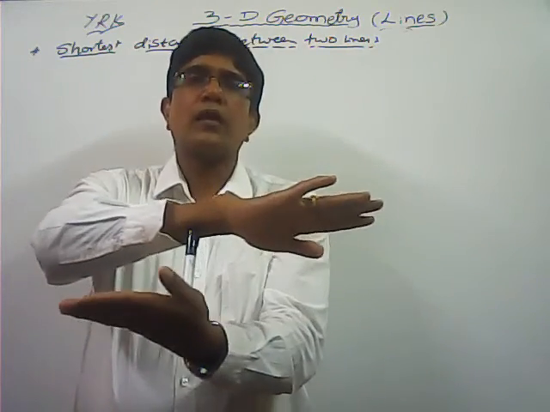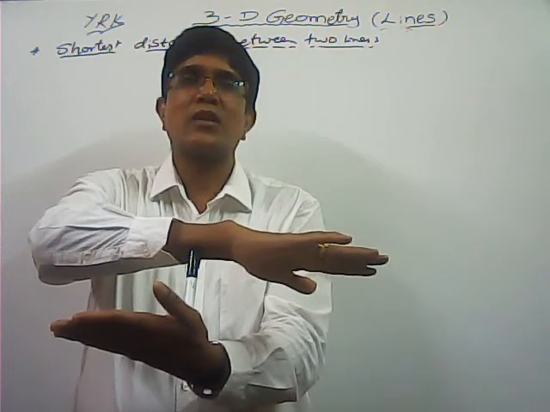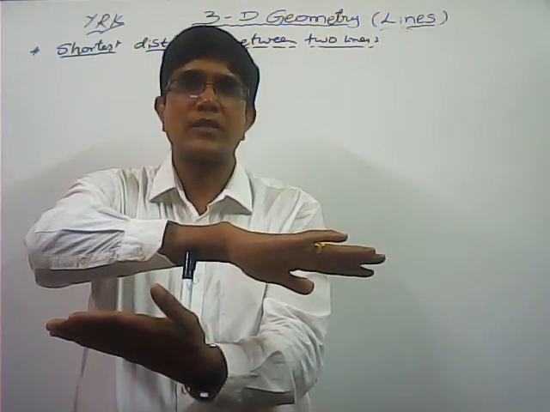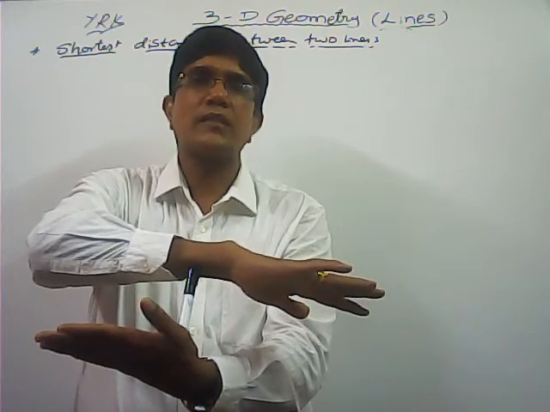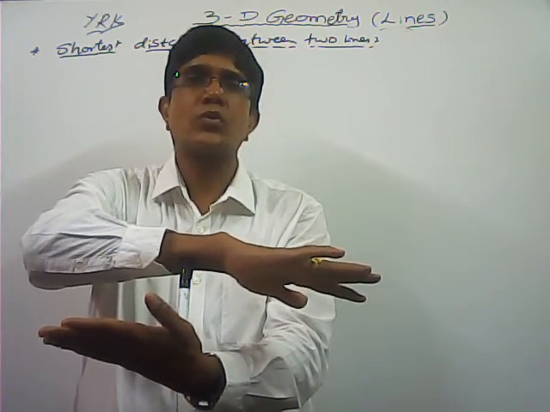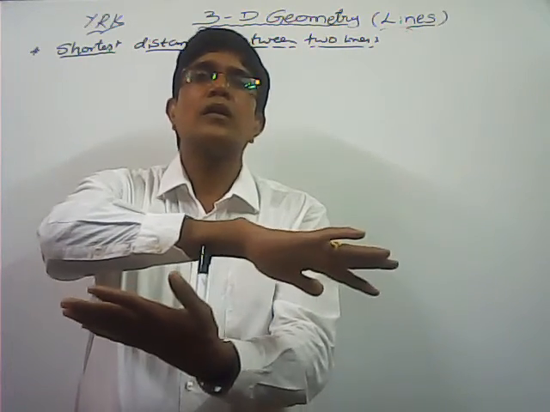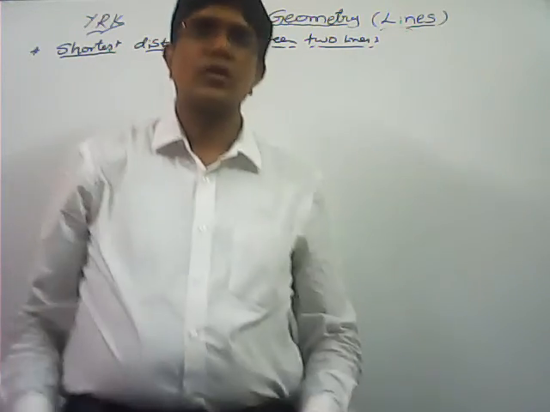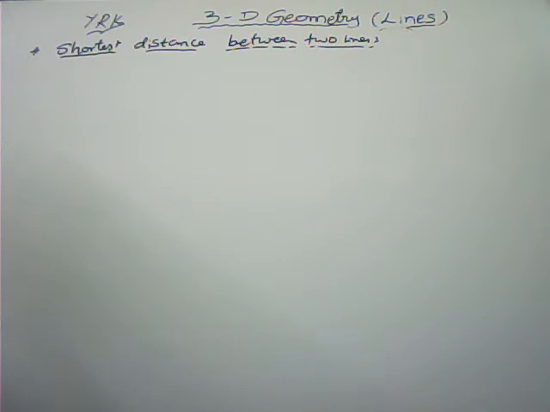And here you can observe one more thing. In the middle I put the marker. That marker is the shortest distance between both the skew lines. That marker represents the shortest distance between two skew lines, and that is perpendicular to both the skew lines. Now I am going to derive that formula, how to find the shortest distance between two skew lines.